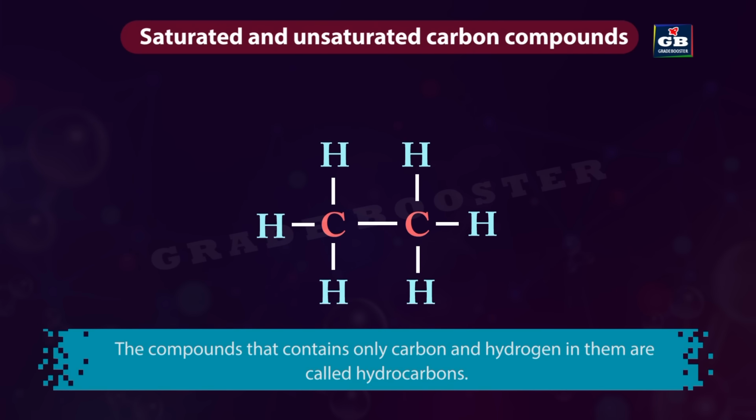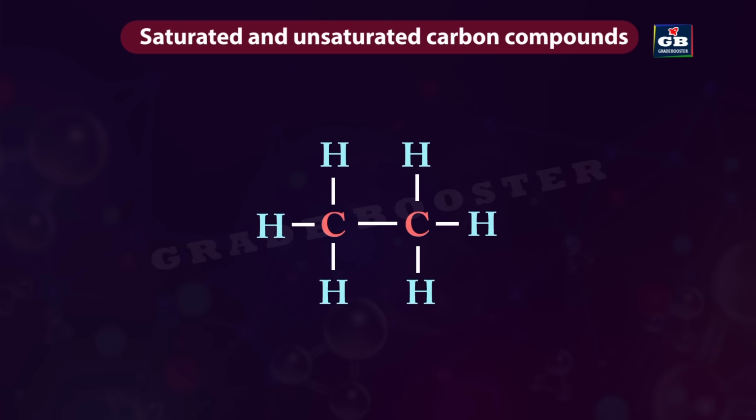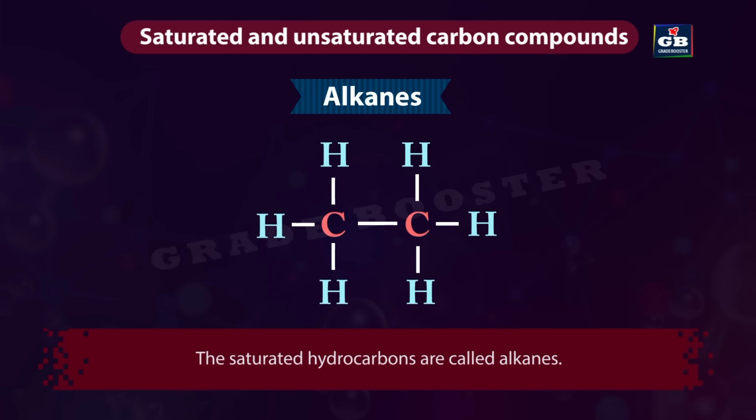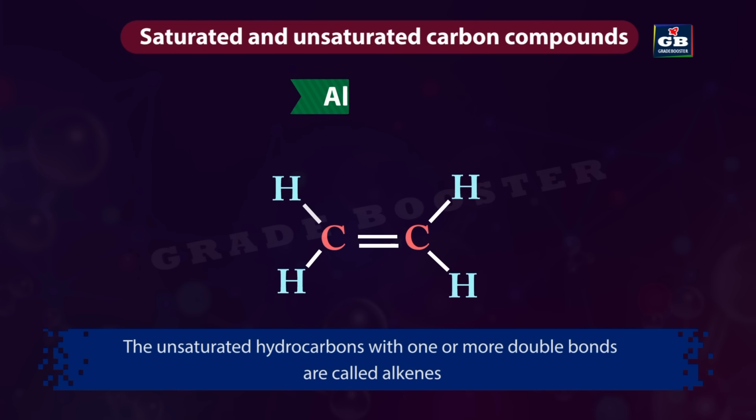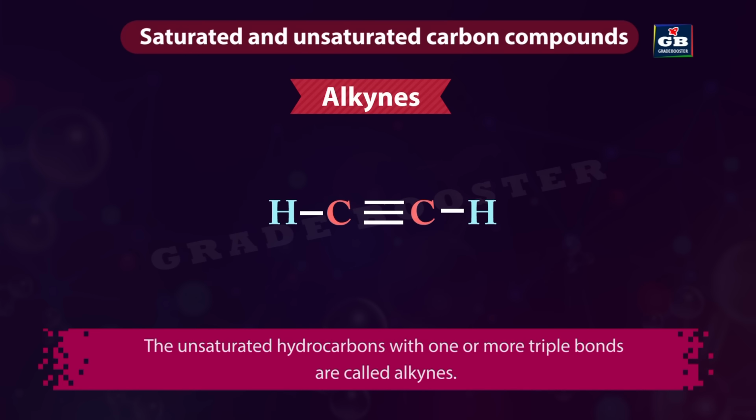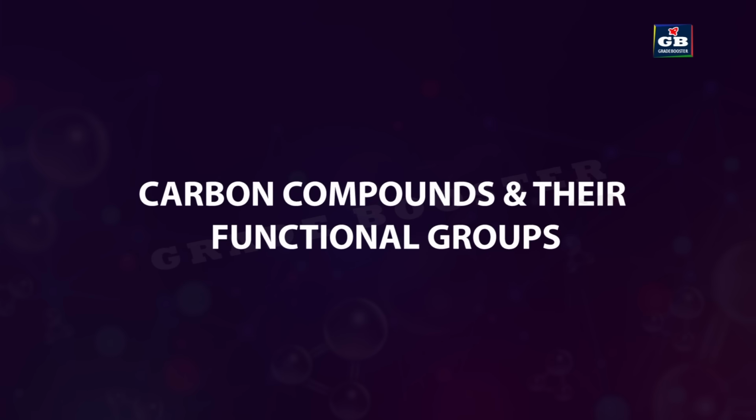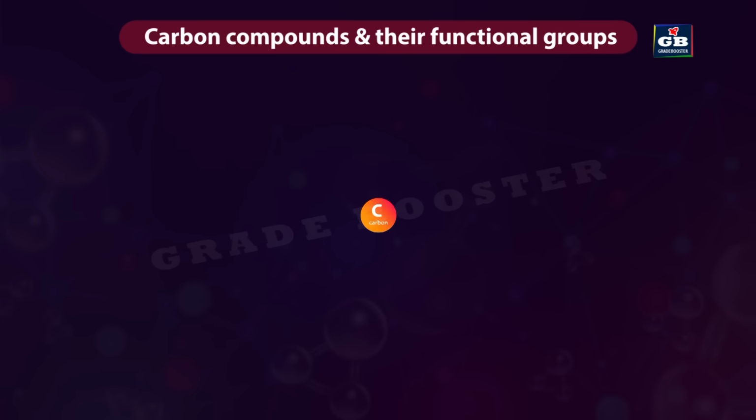The compounds that contain only carbon and hydrogen in them are called hydrocarbons. The saturated hydrocarbons are called alkanes. The unsaturated hydrocarbons with 1 or more double bonds are called alkenes. The unsaturated hydrocarbons with 1 or multiple triple bonds are called alkynes. Carbon compounds and their functional groups.